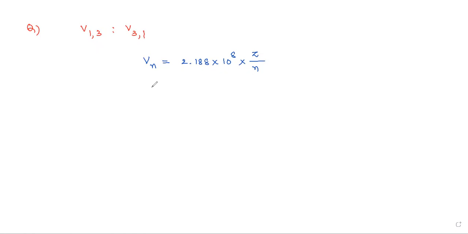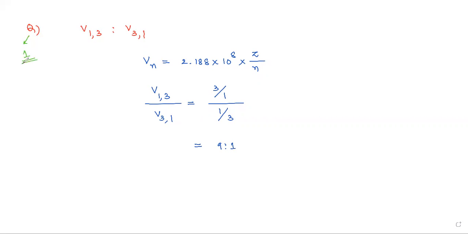Let me take it this way. V13 by V31. In the first case, Z is 3 and n is 1. In the second case, Z is 1 and n is 3. So the final answer is 9 is to 1. So for Q, it is 1.